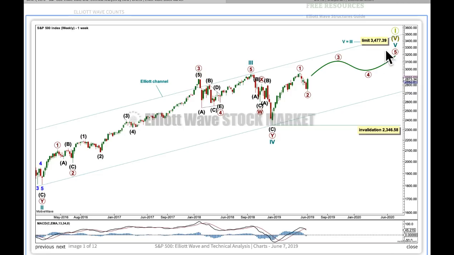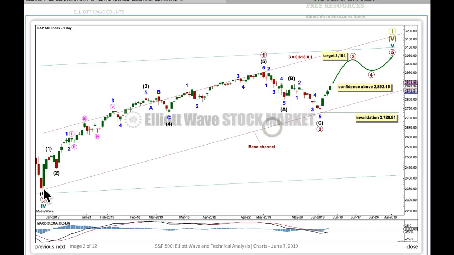So let's look for a possible smaller fractal here for cycle wave 5. 1, 2 now probably ended. Now I'm looking for 3 to make new all-time highs. Then we'll have some consolidation for 4 and a final 5th wave. Let's take a look now at how 1 and 2 are unfolding at the daily chart level from this low here, this point down here.